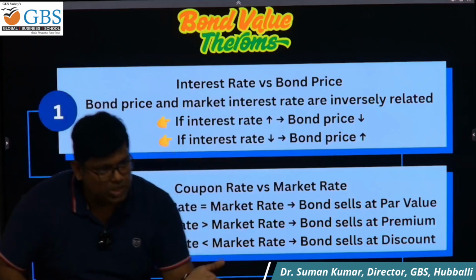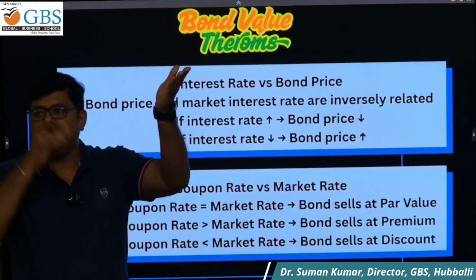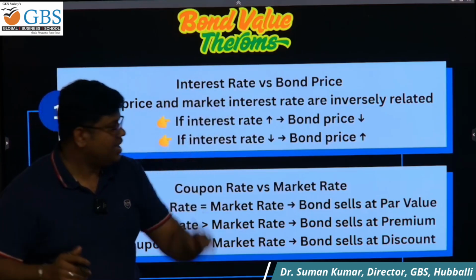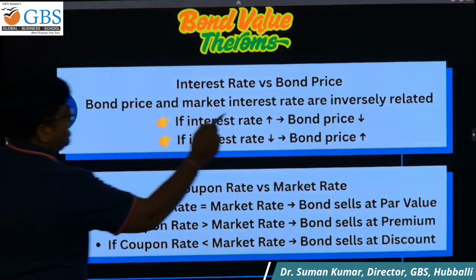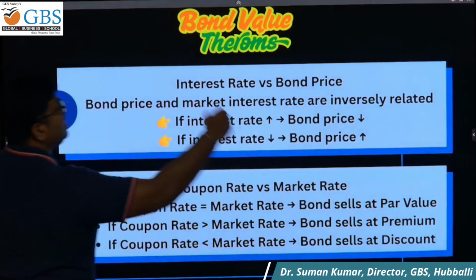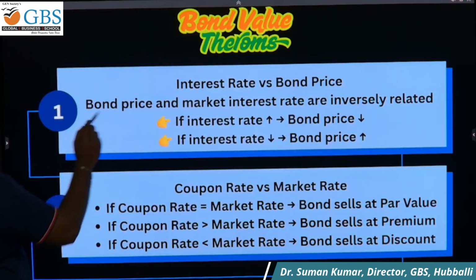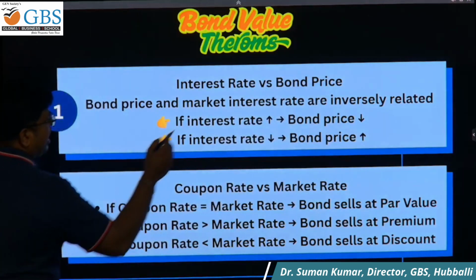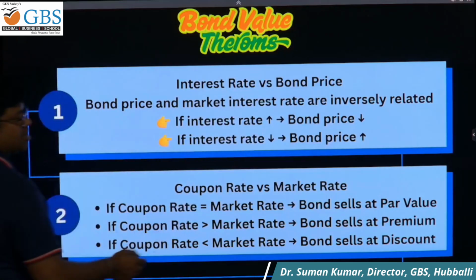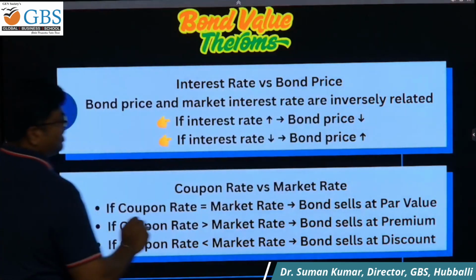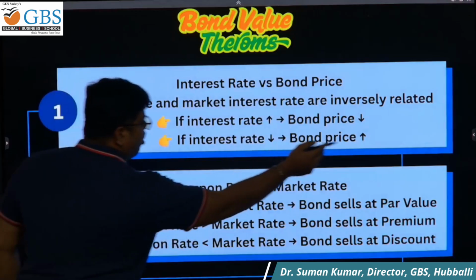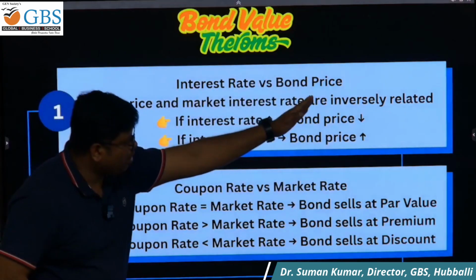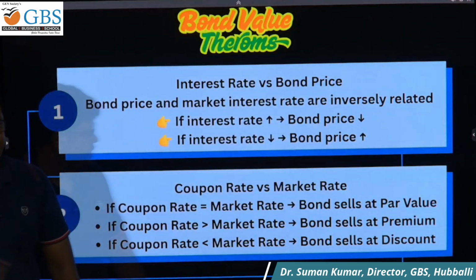So what happens if interest rate goes up? What will be the impact on the bond market value? Very simple. The bond price and the market interest rate are inversely related. That means if interest rate increases, bond price decreases. If interest rate decreases, bond price increases. The relationship between interest rate and bond price is inversely related, right?